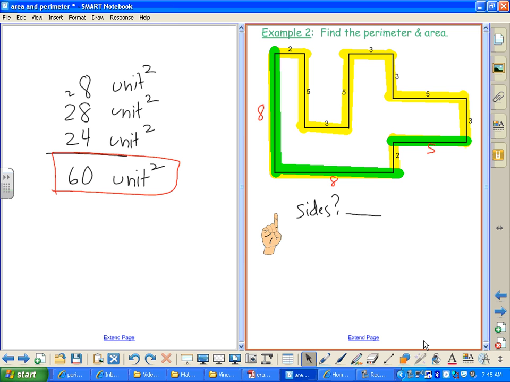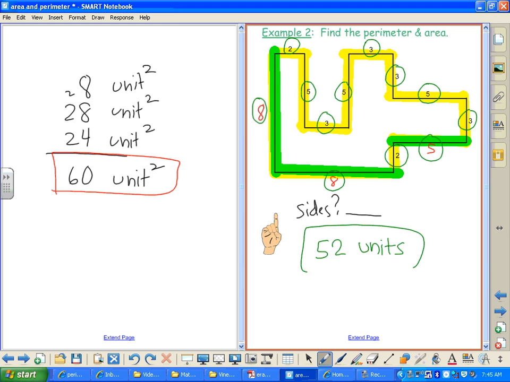And so I'll start by saying 8 plus a 2 is a 10. That's 15, 18, 23, 26, 29, 34, 37, 42, 44, and 52. You might want to check your math. You know that I make mistakes at times. But I counted 52 units as my perimeter. That's my perimeter. Okay? 52 units.